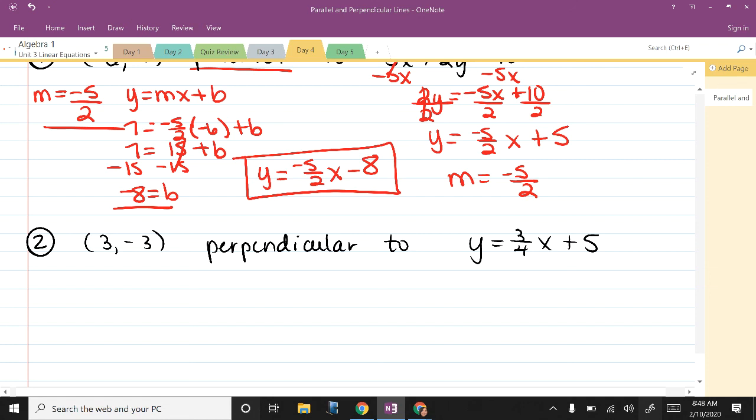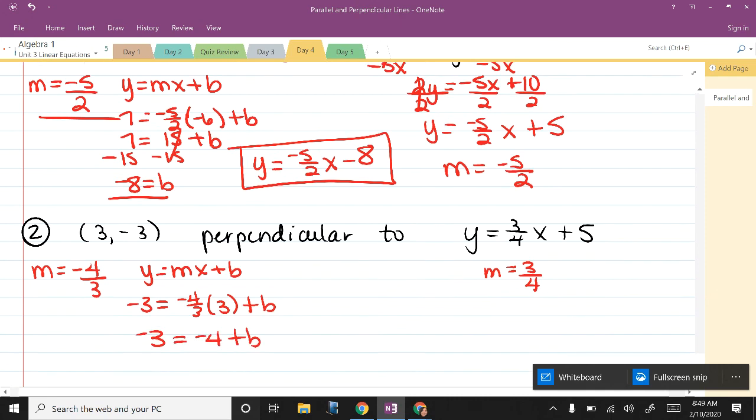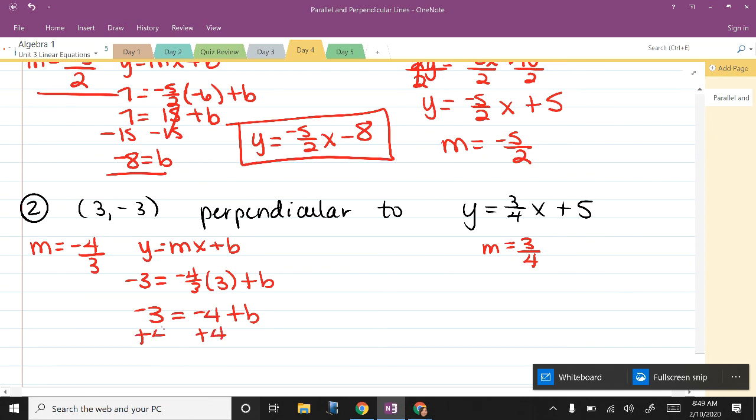3 over 4. So if their slope is 3 over 4, y'all agree? Perpendicular, so we need to flip it and change the sign: negative 4 over 3. Is everybody okay with that? So y equals mx plus b. What is y? Negative 3. What's m? Negative 3 equals negative 4 over 3 times 3 plus b. And then you're going to get negative 4. Now what? So 1 equals b. So what's my equation?